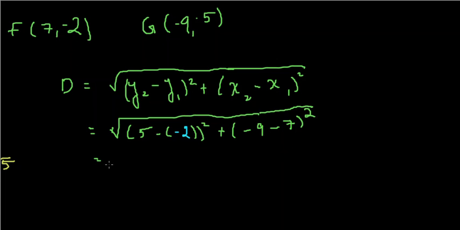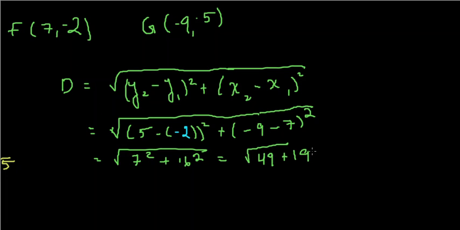And so this is equal to 5 minus negative 2 is 7 squared, plus negative 9 minus 7 is negative 16. Negative 16 squared is just 16 squared, which is equal to the square root of 49 plus, sorry, 256. That is my fault.